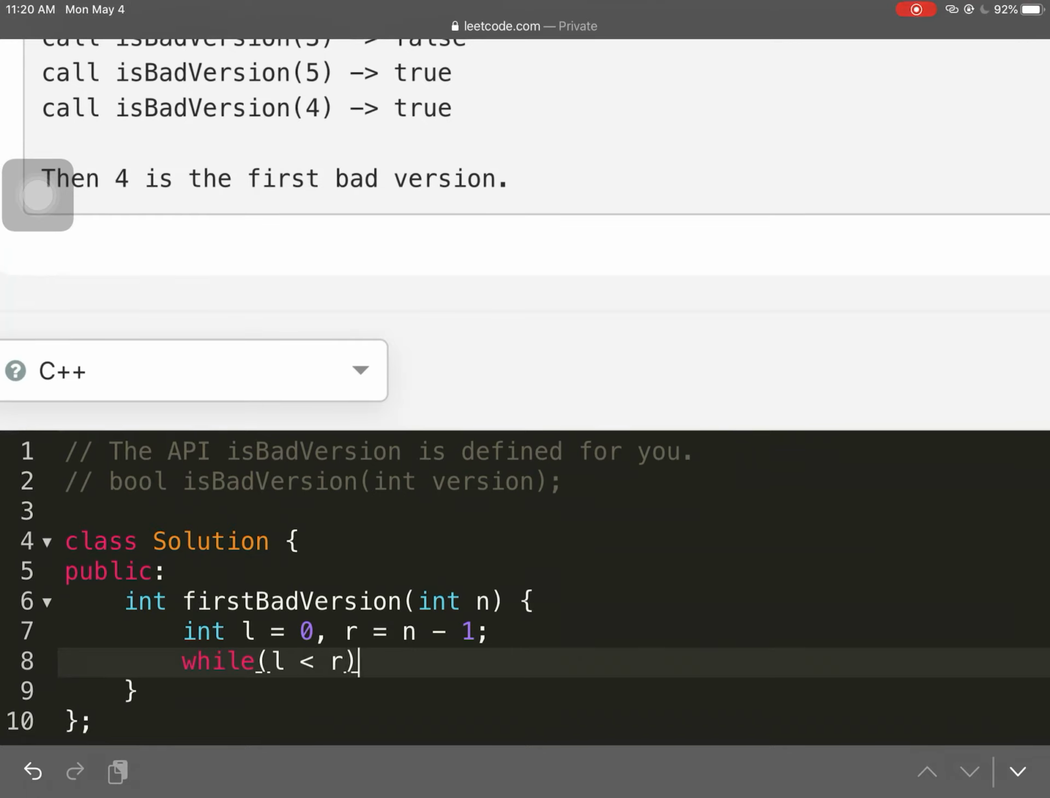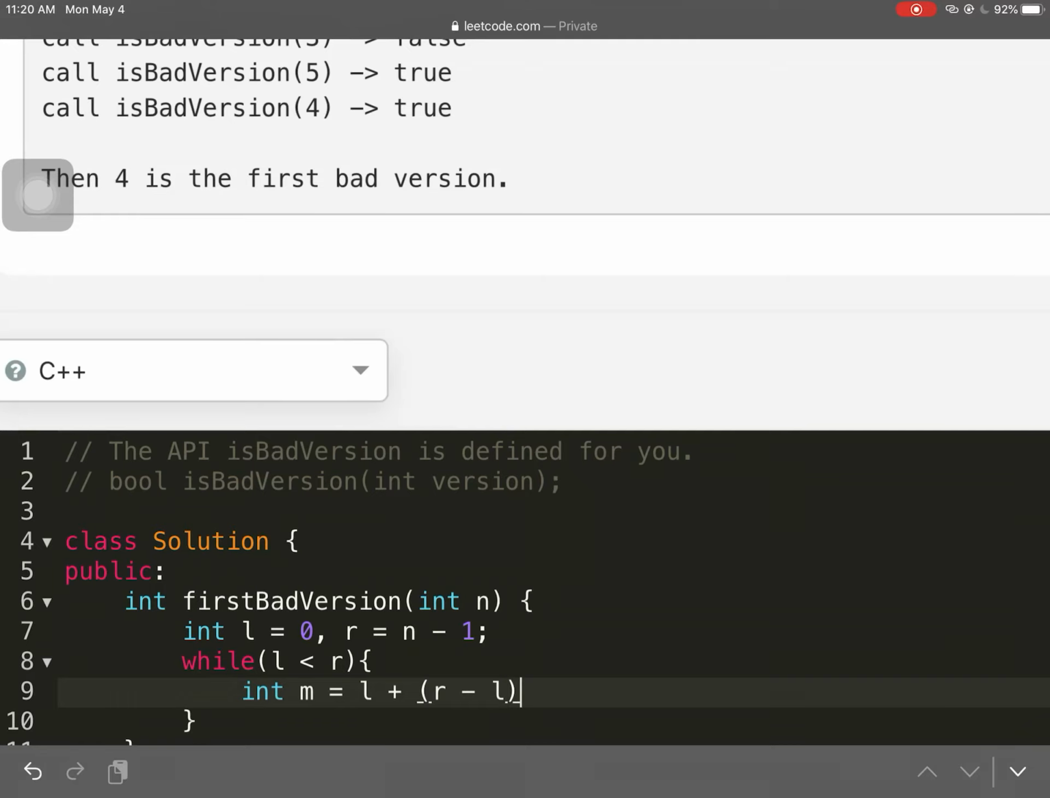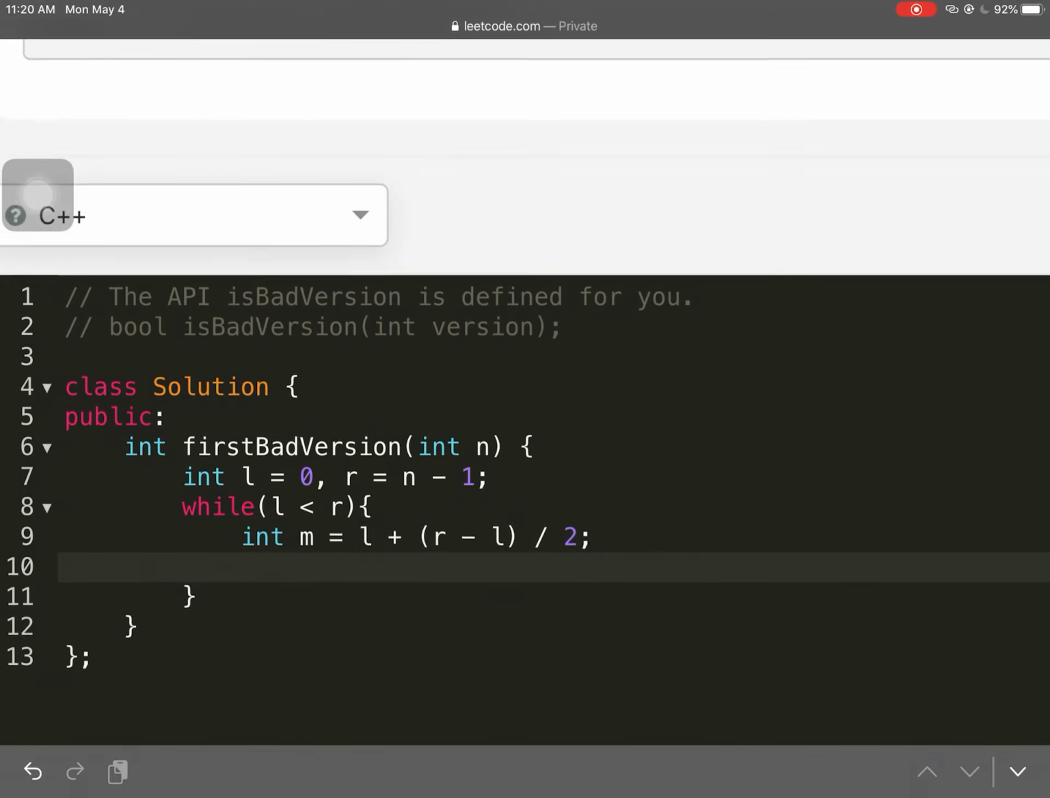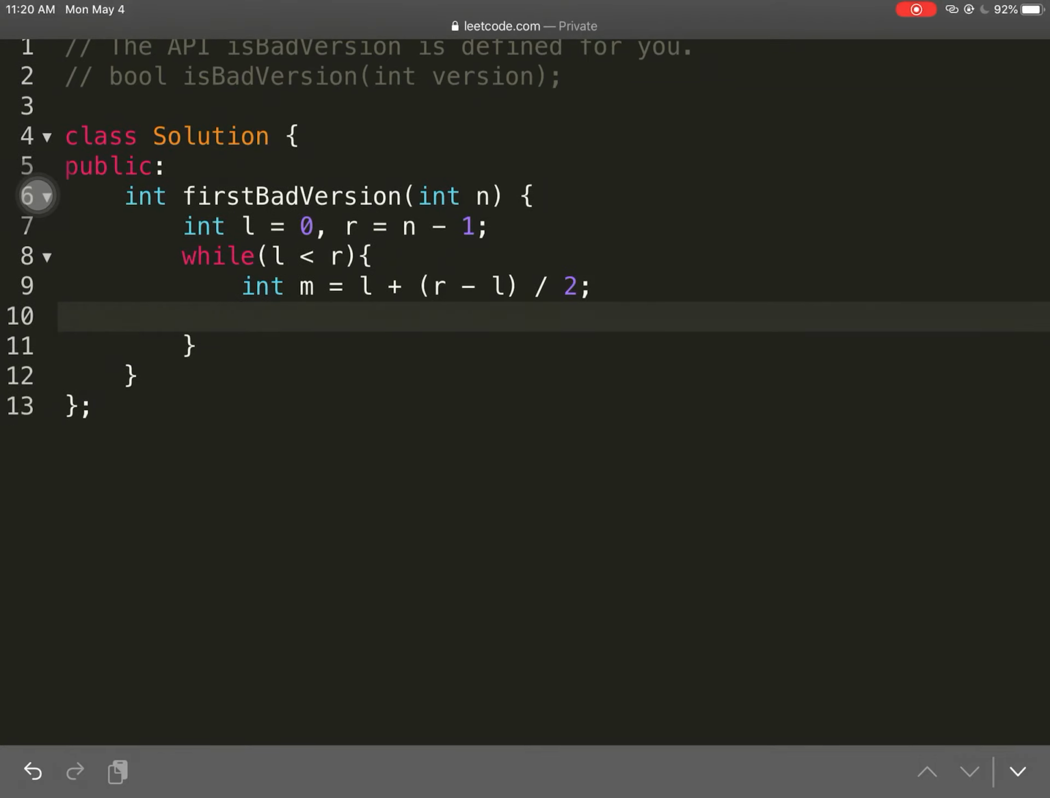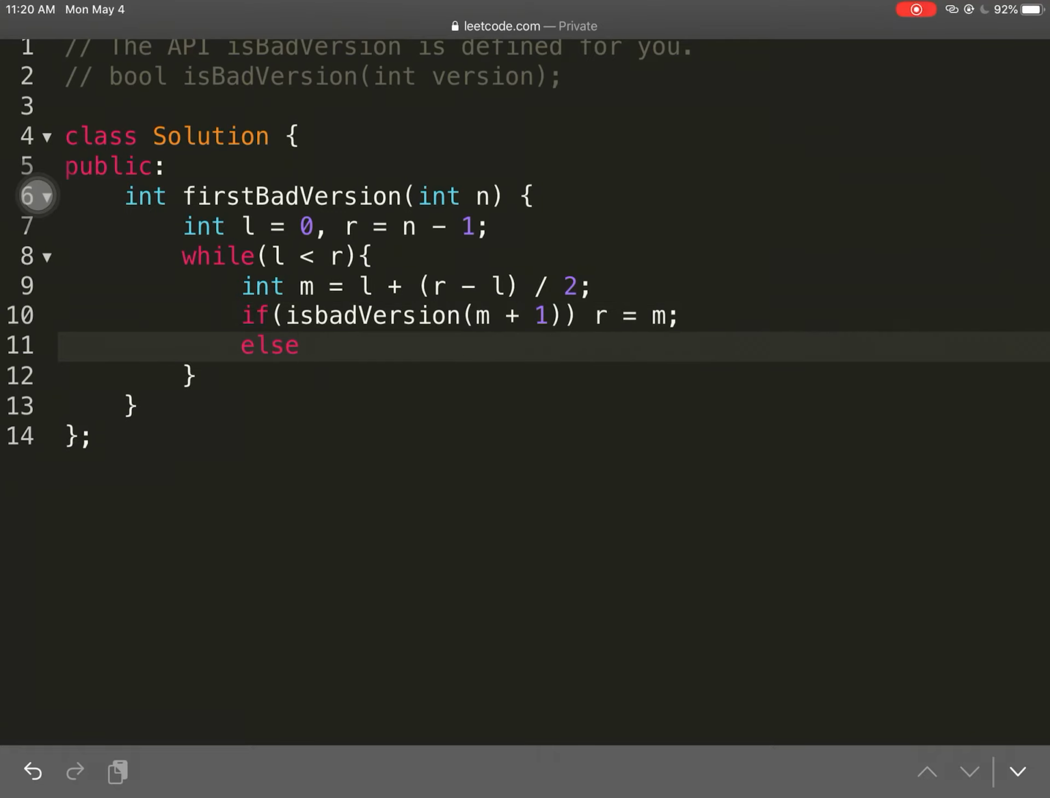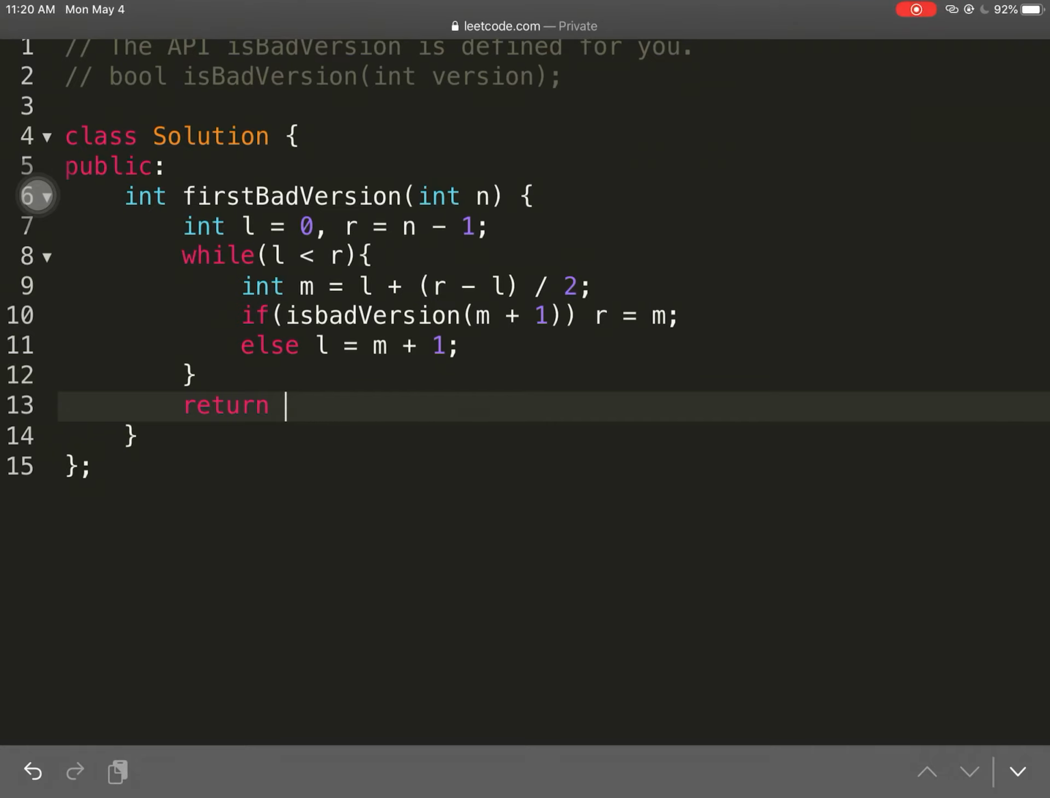So while l is less than r, m is equal to l plus (r minus l) divided by 2 to prevent overflow. And then if isBadVersion of m, then r equals m plus 1, because the problem uses 1-based, and else l equals m plus 1, and return r plus 1 for the problem.